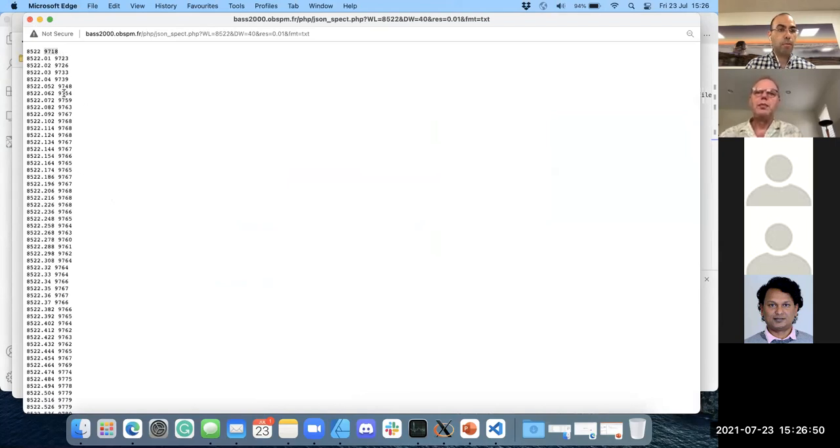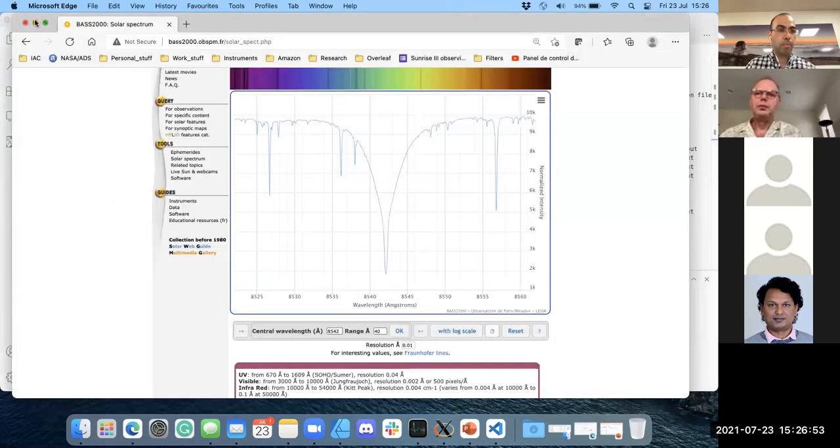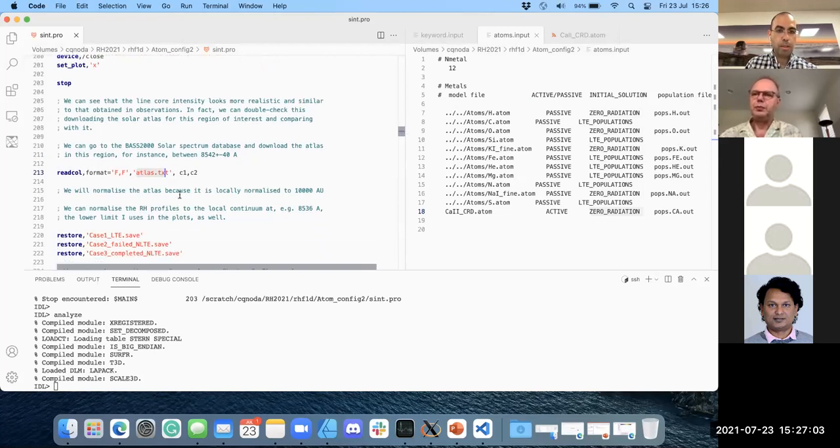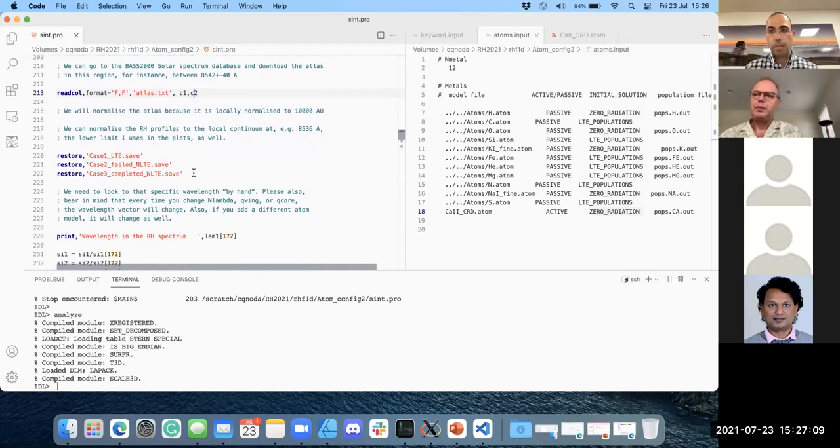Okay, so then I have downloaded this information and put it in a TXT file. Then I just read it here with the IDL routine read call, and this is wavelength and this is intensity. Okay, so in order to compare them, we need to normalize them. In the case of the atlas, this database provides it normalized to 10,000 arbitrary units, relative to the nearby continuum. So each portion of the atlas that you pick is normalized to 10,000.